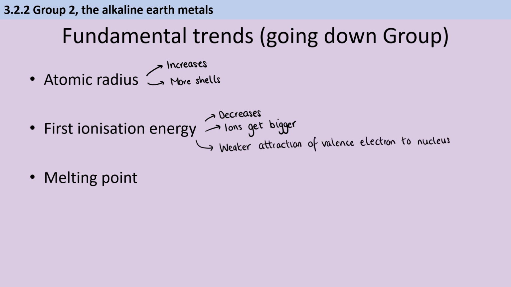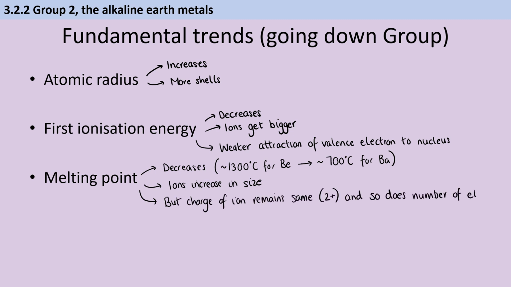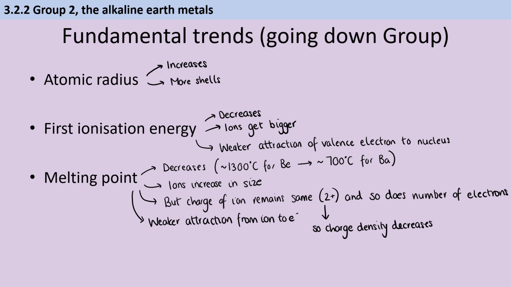The melting point also decreases as you go down the group, from about 1300 for beryllium down to about 700 for barium. Again, this links back to atomic radius. The atoms or cations are getting bigger, but there isn't any change in overall charge. They're all 2+ charge ions. And so that means that the charge is more spread out. And so overall the charge density decreases, and therefore the strength of the attraction from the ion to the electrons also decreases.